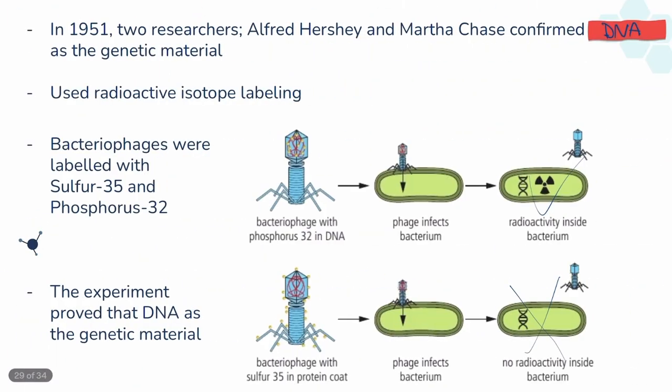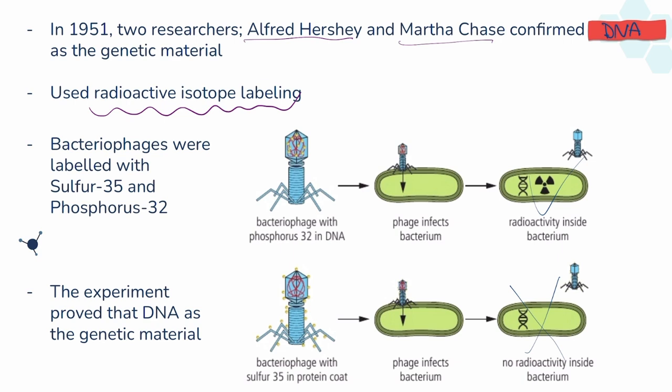Hershey-Chase experiment. Before the middle decades of the 20th century, biologists were unsure of the genetic material of living organisms. Some thought it was protein, but some believed that it was DNA. In 1952, two researchers, Alfred Hershey and Martha Chase, confirmed DNA as the genetic material. In their experiment, they used radioactive isotope labeling. In this setup, the particles of isotopes are released during their decay, which allows radioisotopes to be detected.